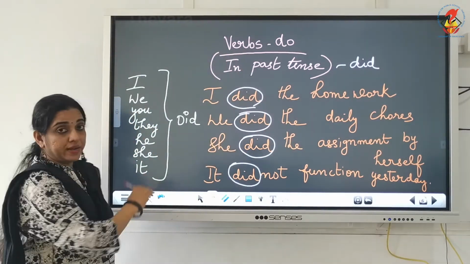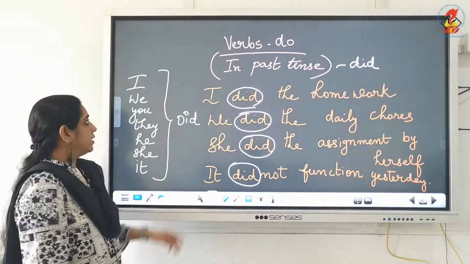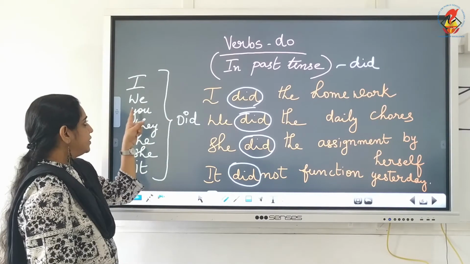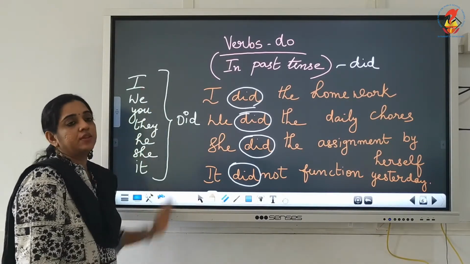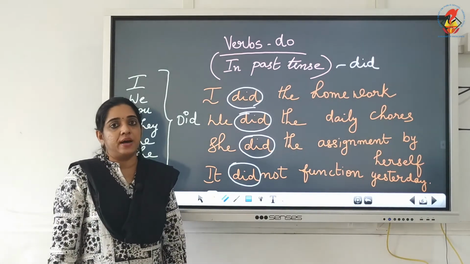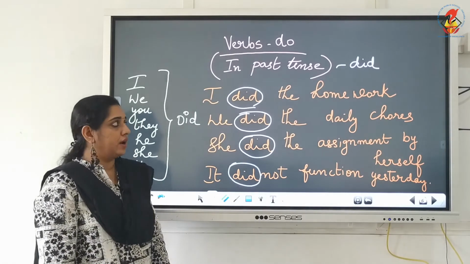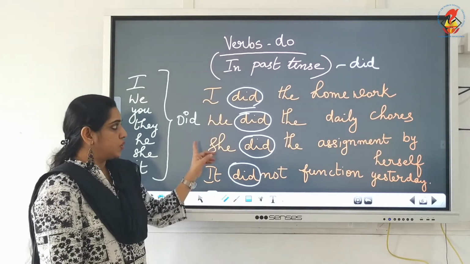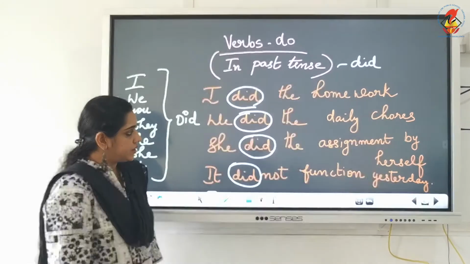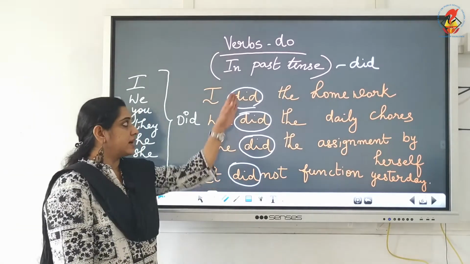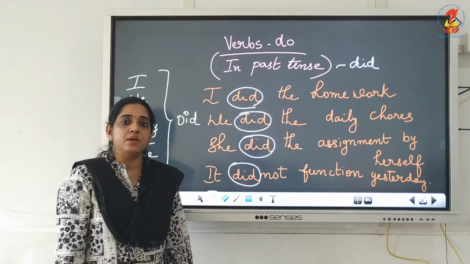So how will you use it? It's very easy when you come to did. For everything you can use did. I did, we did, you did, they did, he did, she did, it did. For everything you can use did in past form of the verb do. Okay, now I did the homework, we did the daily chores, she did the assignment by herself, it did not function yesterday. So all these come under past tense, past form of the verb do.